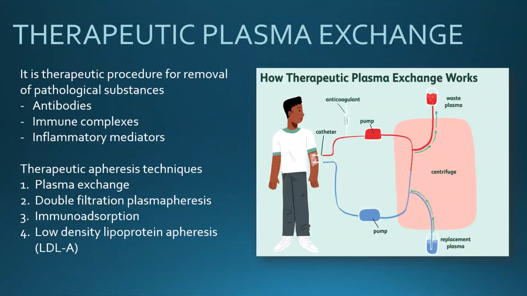Now therapeutic plasma exchange we will be starting in this video. Therapeutic means we are helping the patient. So it's a therapeutic procedure for removal of the pathological substance. What can be the pathological substance? It can be antibodies, immune complexes or inflammatory mediators. And what are the techniques by which we can remove the pathological substances? There can be plasma exchange, double filtration plasmapheresis, immunoadsorption, and LDL-A, that is low density lipoprotein apheresis.